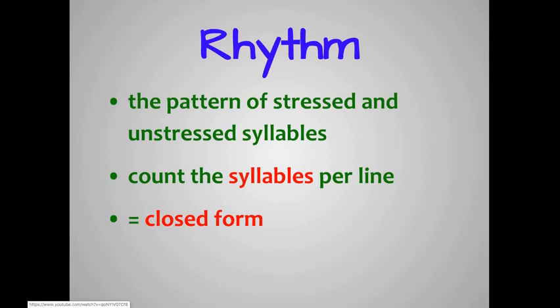And there are only certain patterns that work well. And all of these would be considered closed form, even if there's no rhyme in the lines. As long as there's some kind of a pattern that's developed in the number of syllables per line, it is in closed form. So you need to be able to count syllables in order to tell if a poem has a rhythm, if a poem is written in closed form or not.